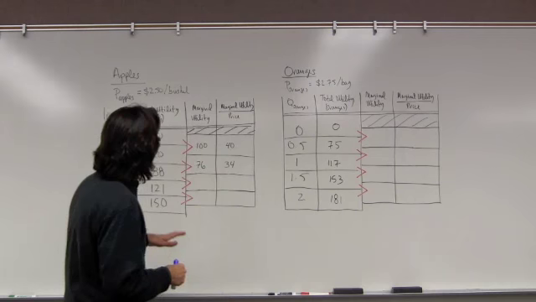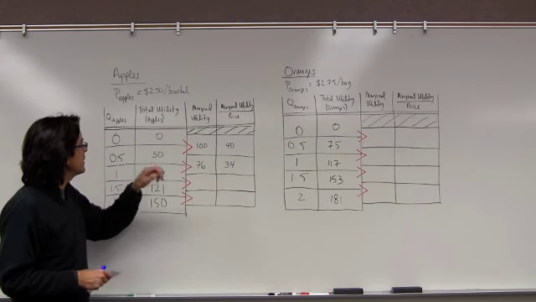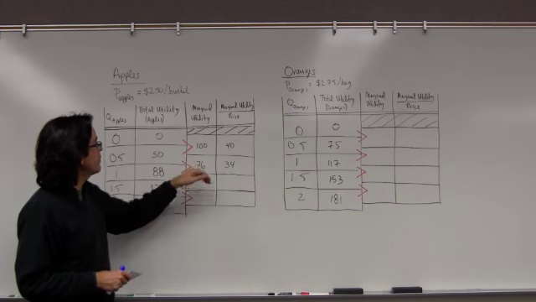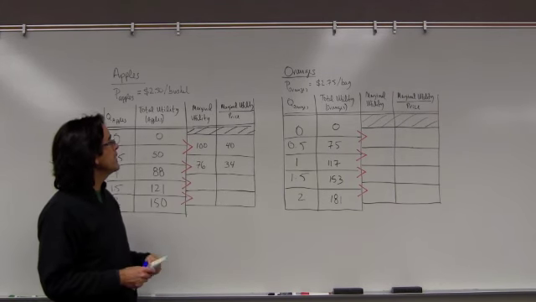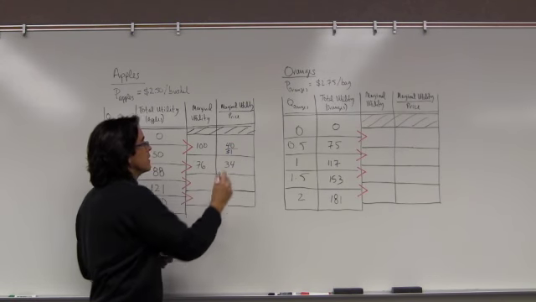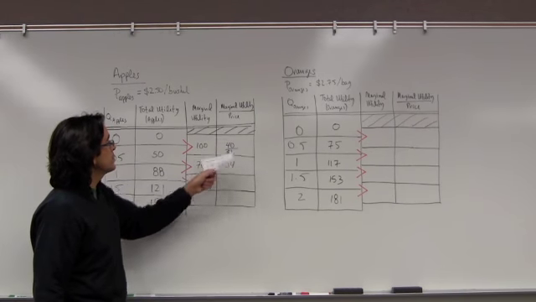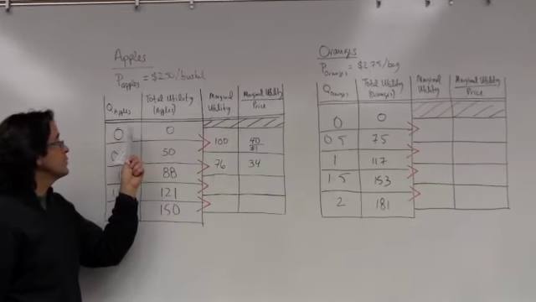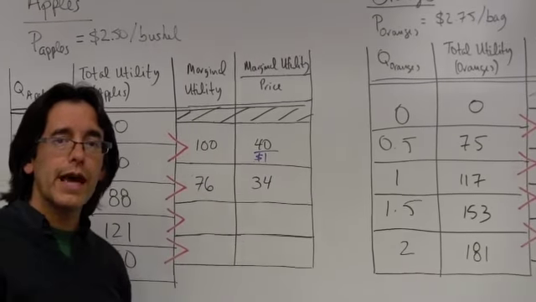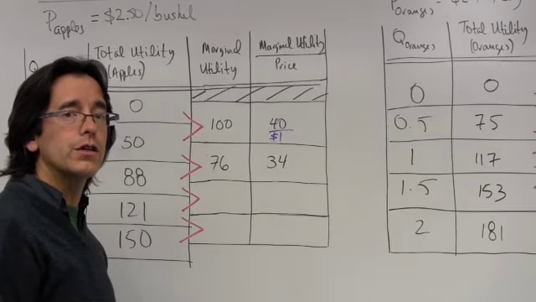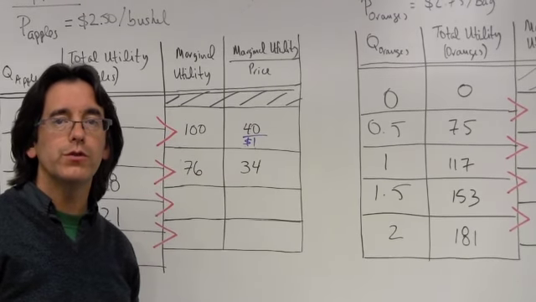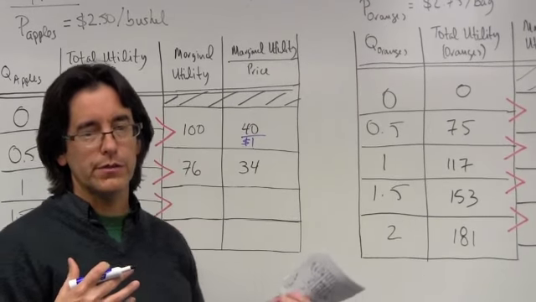Okay? So as you may remember from our previous video, we had our quantity of apples, the total utility generated by consuming that quantity of apples. We calculated that marginal utility, and we came up with the ratio of marginal utility to price. So just as a review, going from consuming 0 to 0.5 bushels generated a value of 40. The way we interpreted that was if we spend another dollar on apples, we're going to buy 40 additional units of utility. Okay, so that was what we did in the previous video.